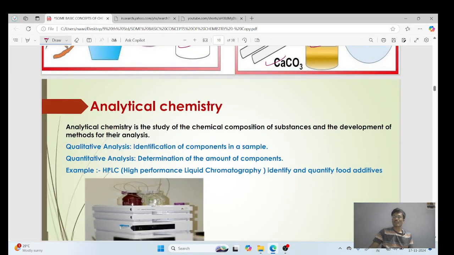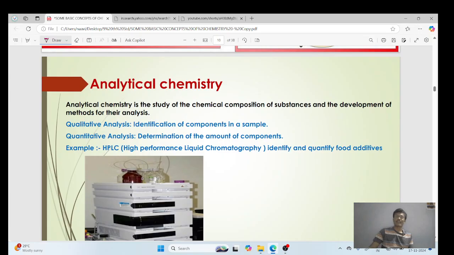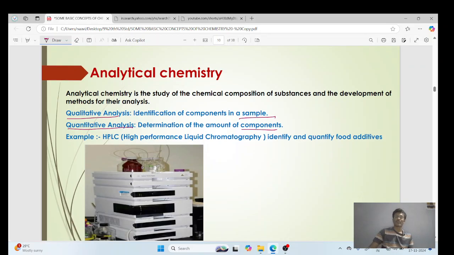Okay, so now let's move on to analytical chemistry. In analytical chemistry, we focus on qualitative and quantitative analysis of a compound or sample with the help of HPLC. HPLC is an analytical instrument, high performance liquid chromatography, mainly used for identifying and quantifying food additives.